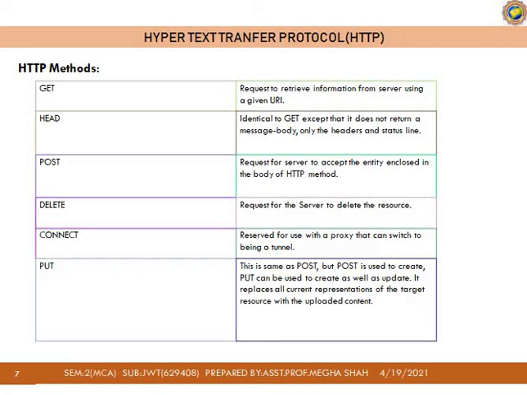Now come to the next method, that is the post method. What do we do in a post method? It requests the server to accept the entity enclosed in the body of the HTTP message. So whenever we use the post method, the entire body of the message format is sent. Next one is the delete method. It is a request for the server to delete the resource. If we want to delete any resource, at that time we use the delete method.